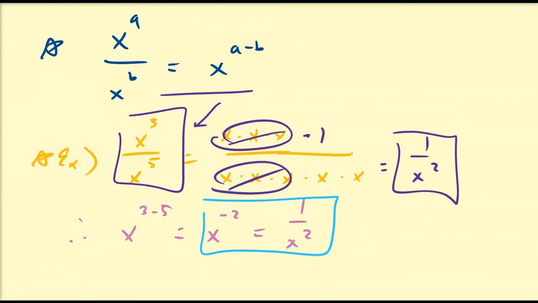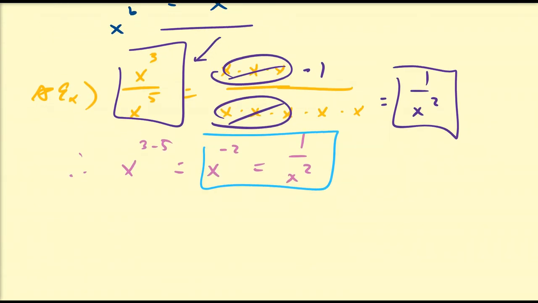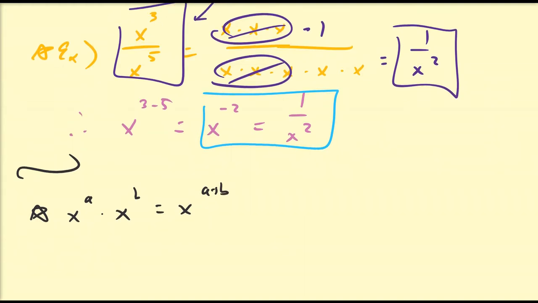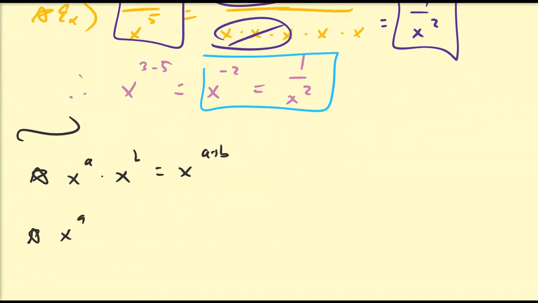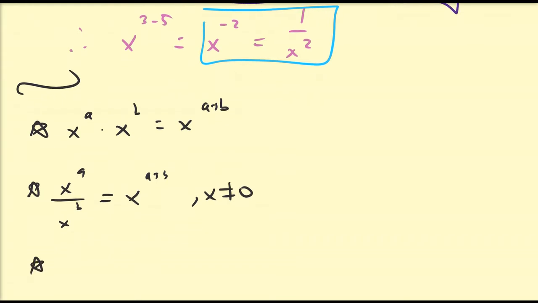So now we have another rule that is often used. So we have three rules now. So x to the a times x to the b is equal to x to the a plus b. We have x to the a divided by x to the b is equal to x to the a minus b. And let's assume that a is not equal to 0 here. And also we have this property that x to the minus a is the same as 1 divided by x to the power of a. Again, x does not equal 0. Cool.